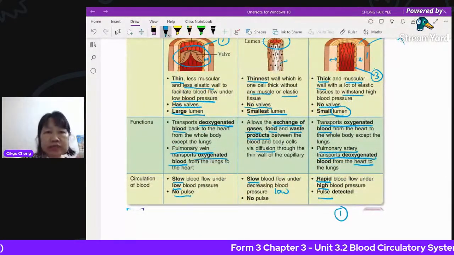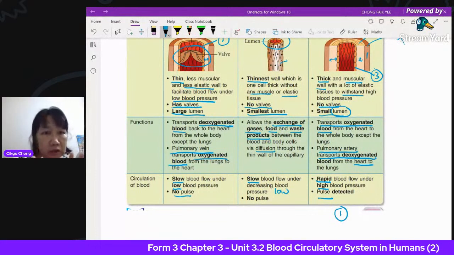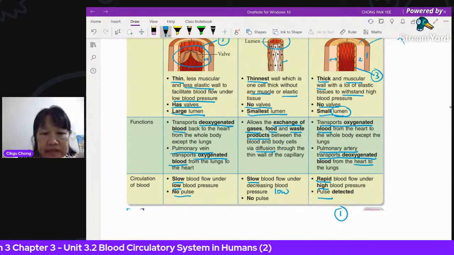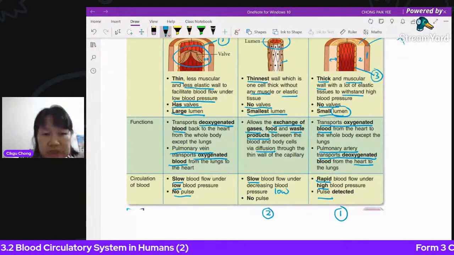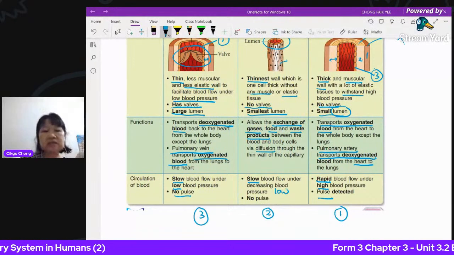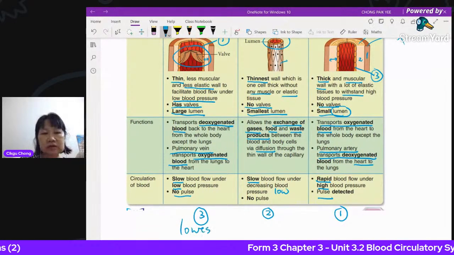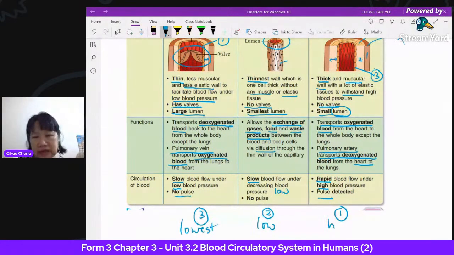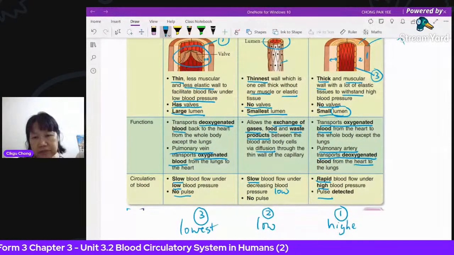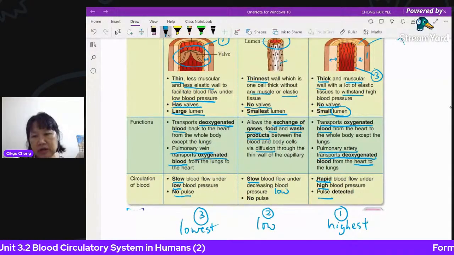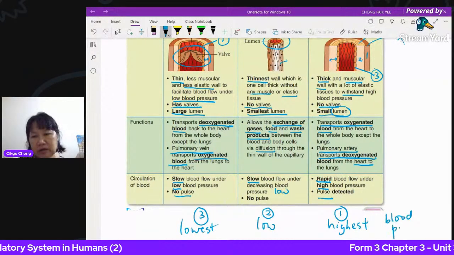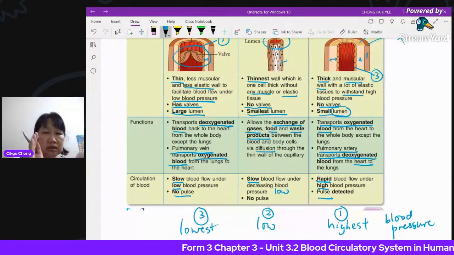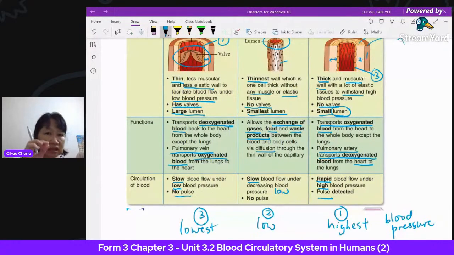Even though we say the capillary and the vein is low pressure, but actually, which is lower? Okay, capillary is second. The lowest pressure actually is in the vein. This is the lowest pressure. Okay, this is also low, right? But not as low as the vein. And this is the highest. We talk about the blood pressure inside the types of blood vessel. If you want to compare the capillary, the pressure is considered a little bit higher compared to the vein.